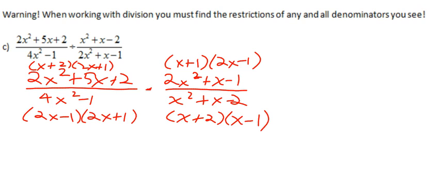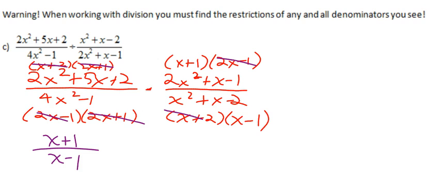What can I cancel that's identical on top and bottom? I see a 2x plus 1 and 2x plus 1. I see a 2x minus 1 and 2x minus 1. I see an x plus 2 and an x plus 2. Anything else? I think that's it, correct? So I get x plus 1 over x minus 1.